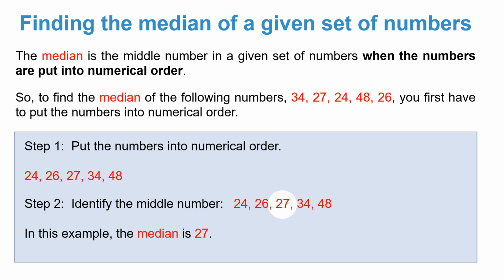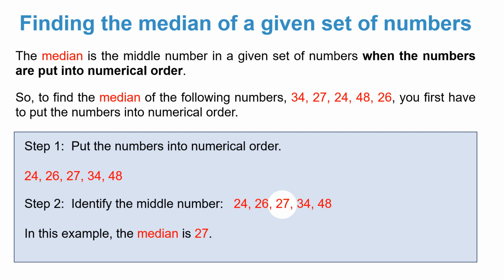So you've basically got a two-step method here for finding the median. Step one, put the numbers into numerical order. Now it doesn't actually matter whether you put them smallest to biggest or biggest to smallest. The middle should still be the same number. The convention is to do it smallest to biggest, but as I say, it doesn't really matter. Once you've got them in order, you need, for step two, to identify the middle number.